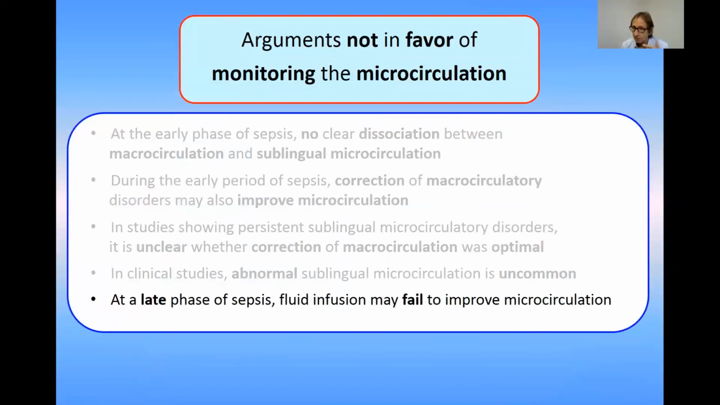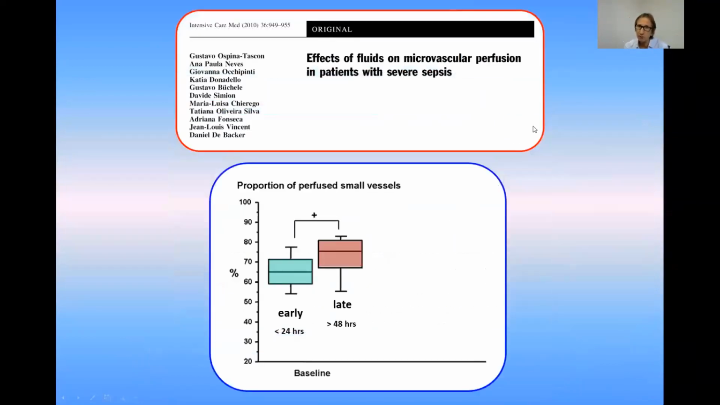Also, an argument to monitor microcirculation would be that at a late phase of sepsis, fluid infusion may fail to improve microcirculation. So it would be important to monitor microcirculation. And this is supported by this study by Gustavo Ospina-Tascon, Daniel De Backer, etc. In this study, the authors looked at two categories of patients. Patients studied at the early phase of their septic disease, meaning in the first 24 hours.